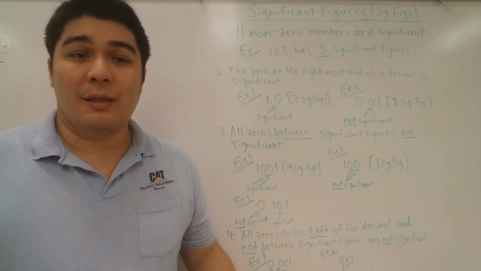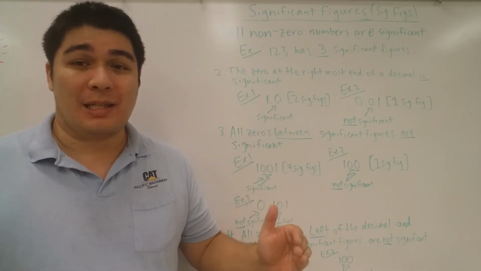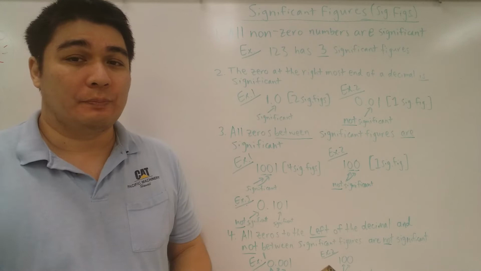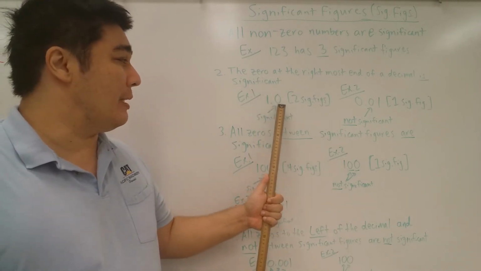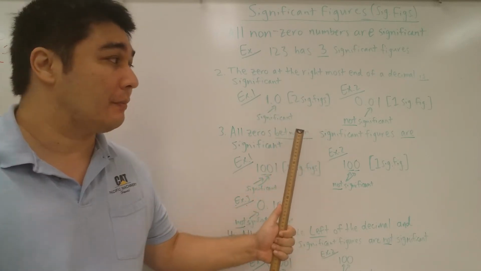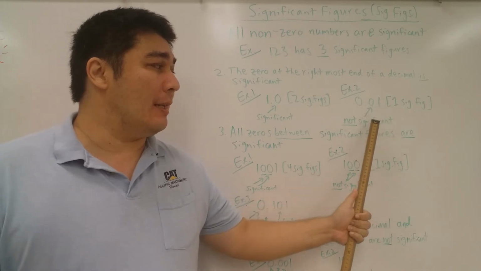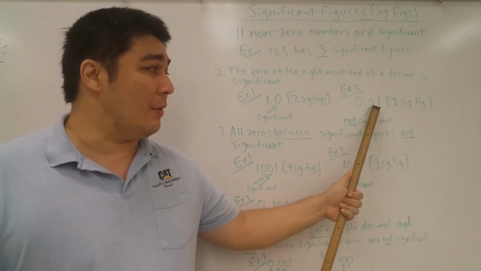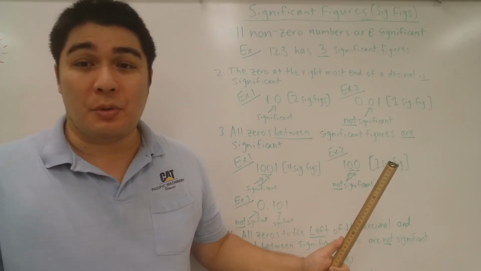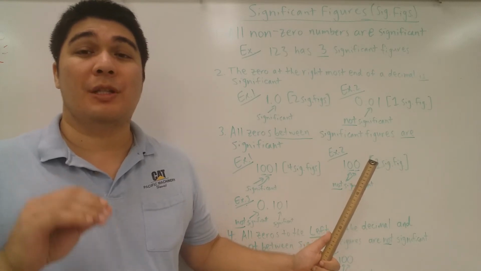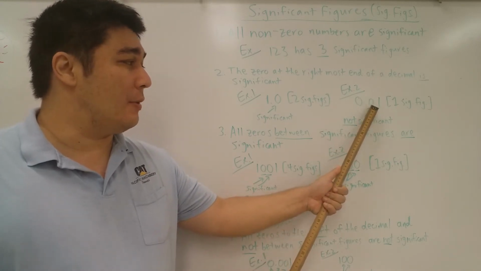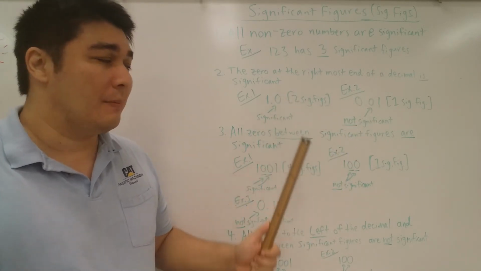Rule number 2: the 0 at the rightmost end of the decimal is significant. This is very, very important. At the rightmost end. So if I have 1.0, that 0 is significant, and it has 2 significant figures. However, 0.01 has only 1 significant figure, because this 0, even though it is to the right of the decimal, is not significant because it is not the rightmost 0. So hopefully that clarifies it. This is to the right of the decimal, but it's not the rightmost.